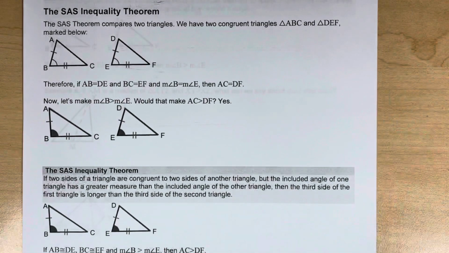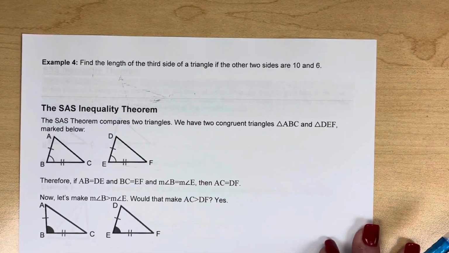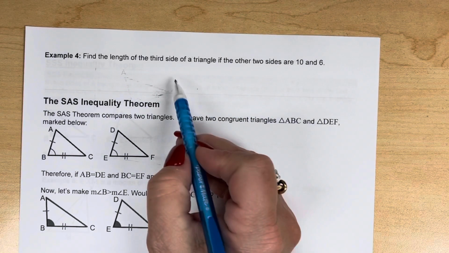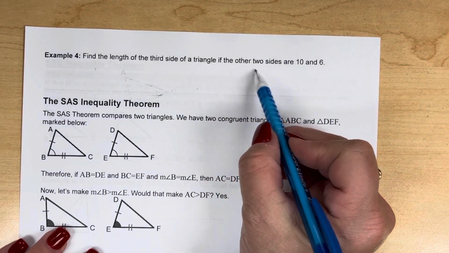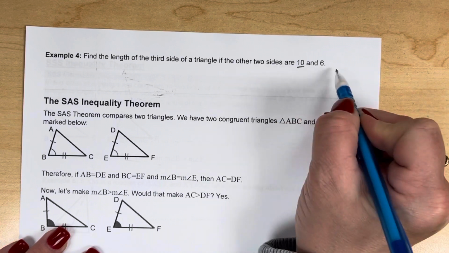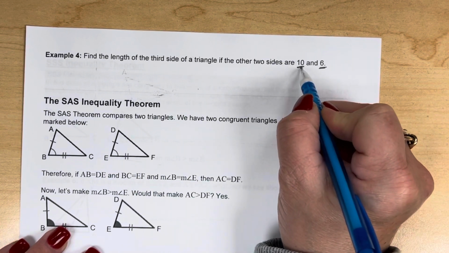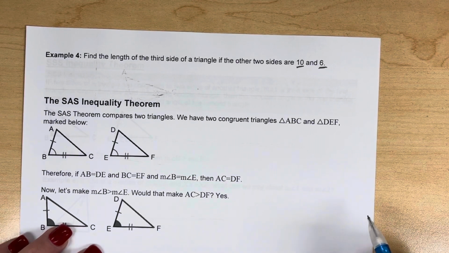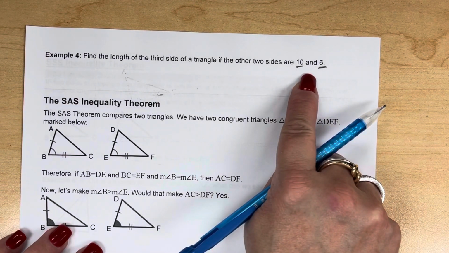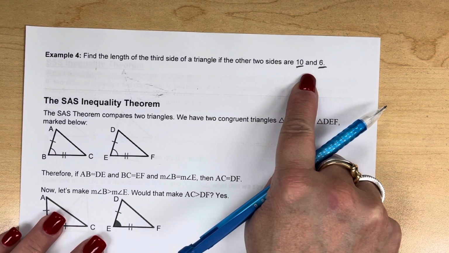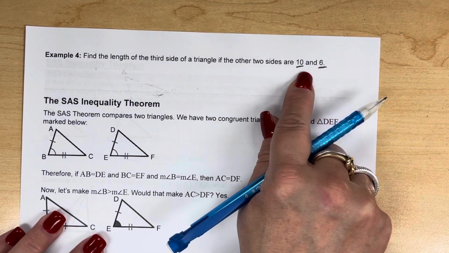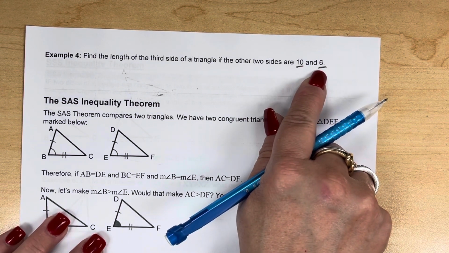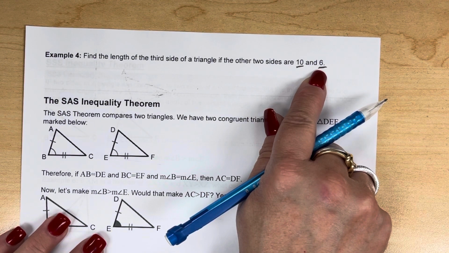Okay, number 4. Now, this one tells me to find the length of the third side of a triangle if the other two sides are 10 and 6. Now, this is when you have to think for just a minute and you have to say, okay, well, there's lots of different things that could go in there. How do I figure that? Okay, if the other two sides are 10 and 6, well, this is how you do that.